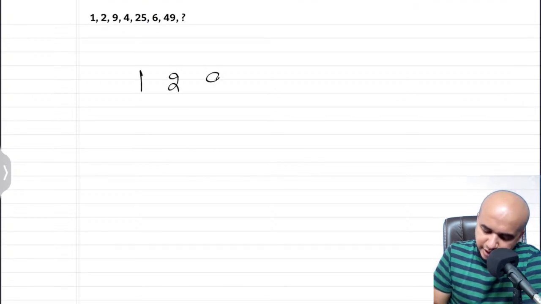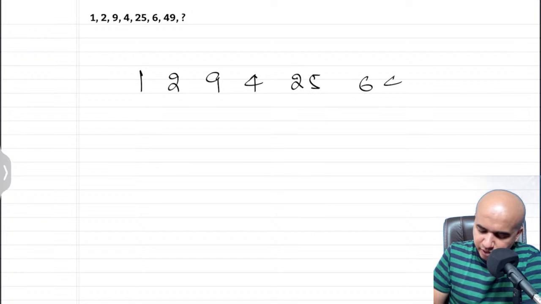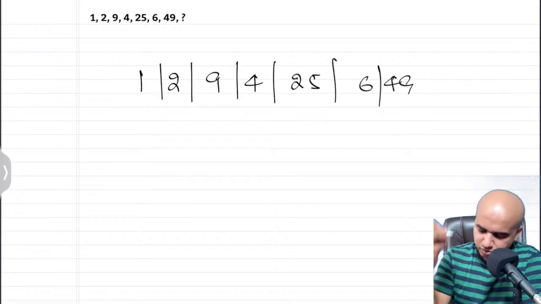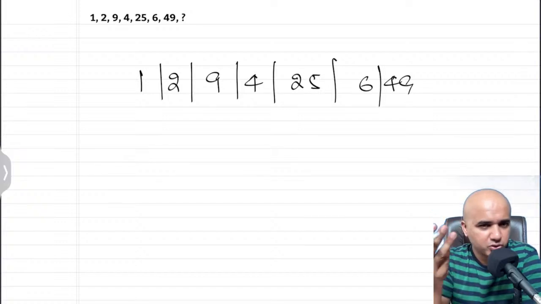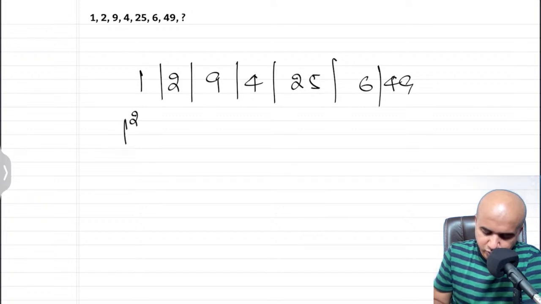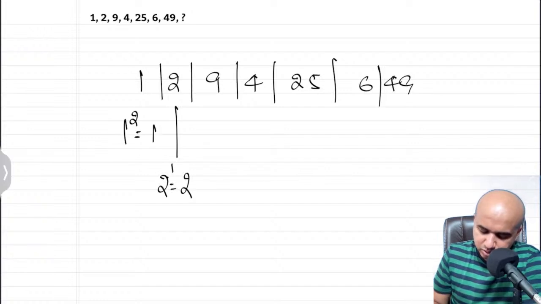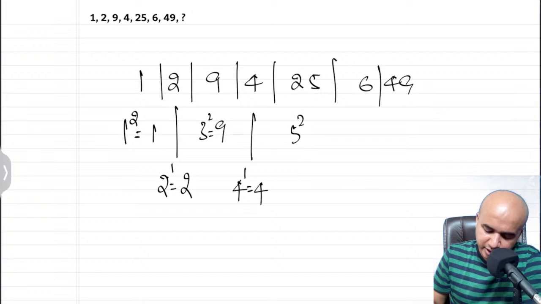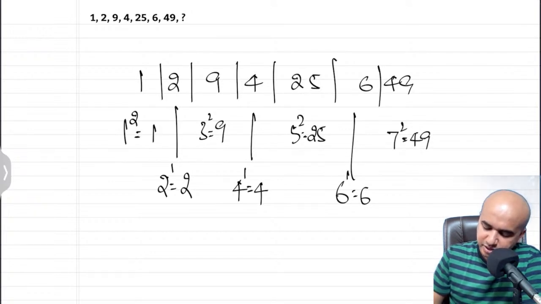1, 2, 9, 4, 25, 6 and 49, right? So 1 square is 1, or 1 cube is also 1, then 2 to the power of 1 is 2. Let's see if it works. 1 to the power of 2 is 1, then 2 to the power of 1 would be 2, then 3 to the power of 2 would be 9, so 4 to the power of 1 would be 4, 5 square would be 25, then 6 to the power of 1 would be 6, then 7 square would be 49. So obviously the next number would be 8 to the power of 1, which is 8.